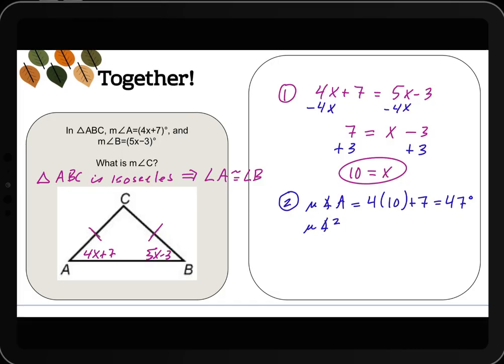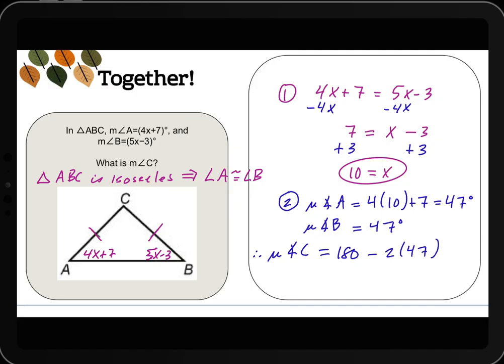The measure of angle B, well, we don't need to plug anything in. We know it's 47, right? Because it equals the measure of angle A. So if we want to find the measure of angle C, that's the third angle and the only angle now that's missing, right? So the measure of angle C is equal to 180 minus, not 47 rather, but 2 times 47.